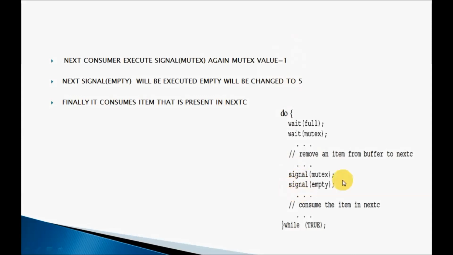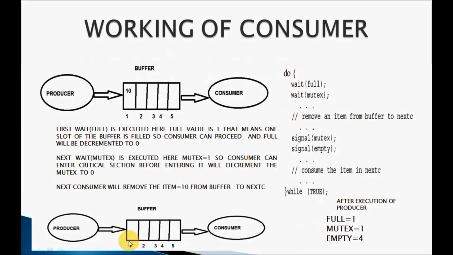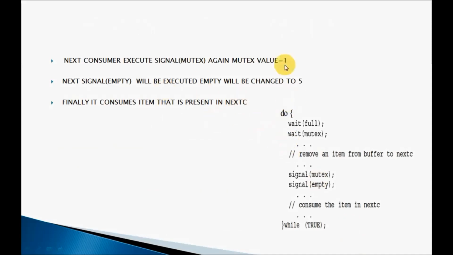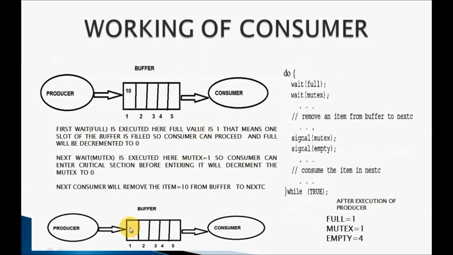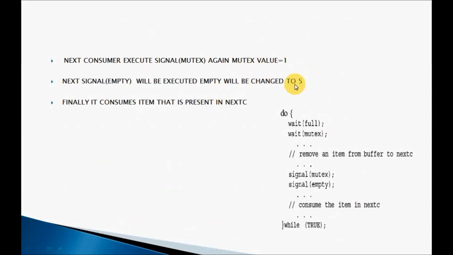What is the next statement? Signal of empty. Now next, signal of empty will be executed. Signal means what? Signal, you know that, is increment. Signal is nothing but increment. Signal of empty, the empty value will be changed to 5, because see, the item is consumed, the item is removed. That's why again you have to change the empty value from 4 to 5. So empty value will be changed to 5 because item is removed. Now all the 5 slots are available.